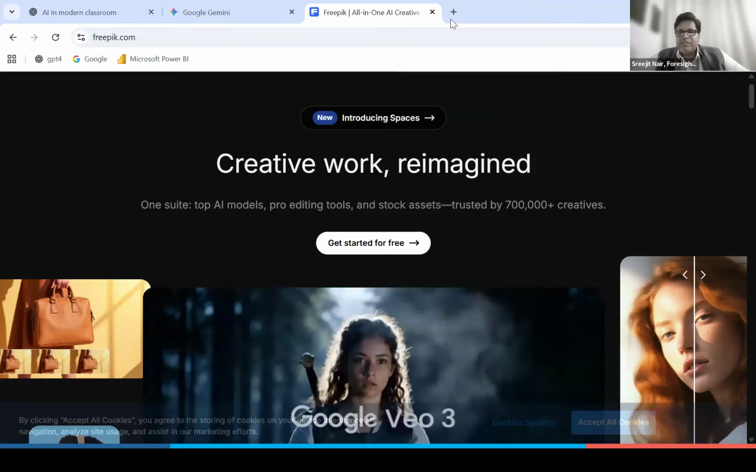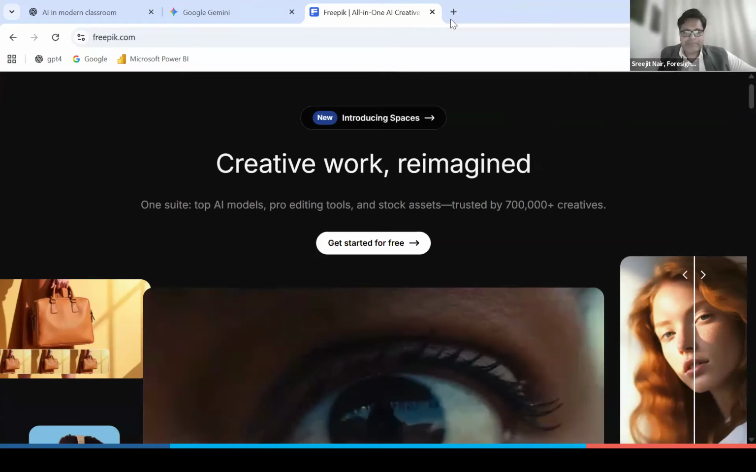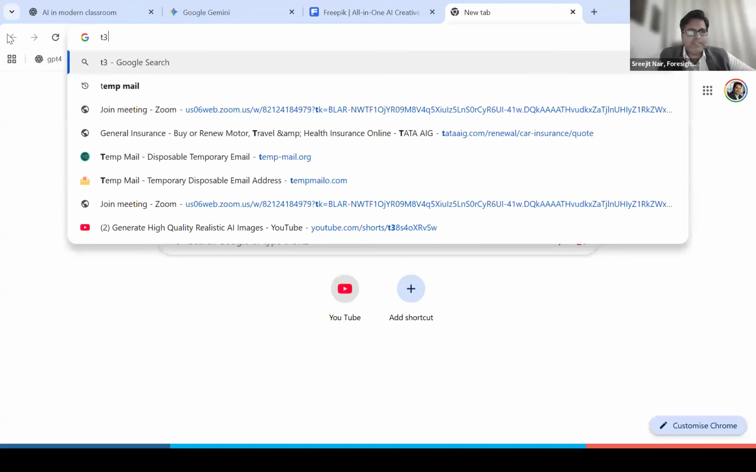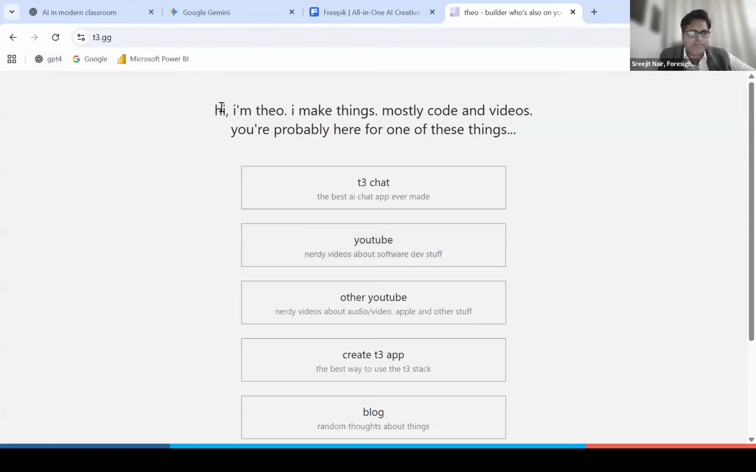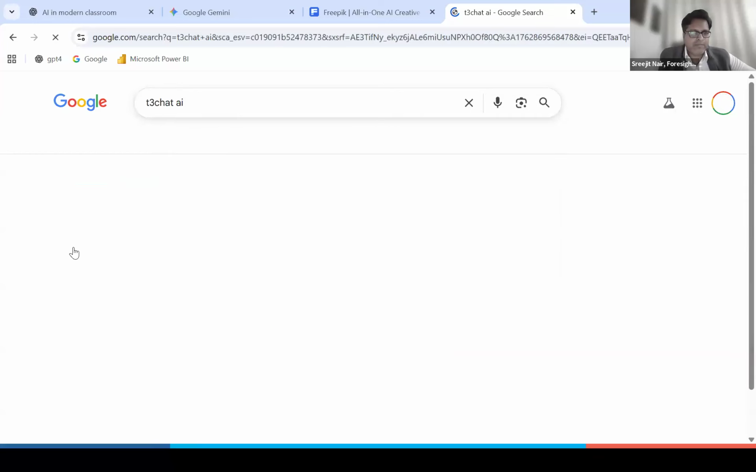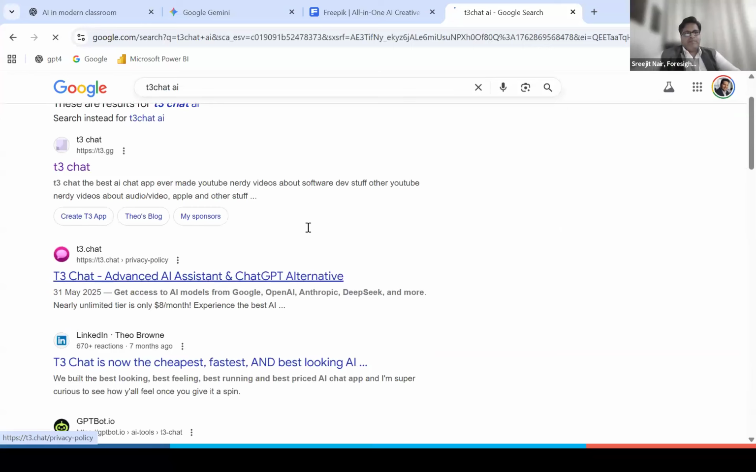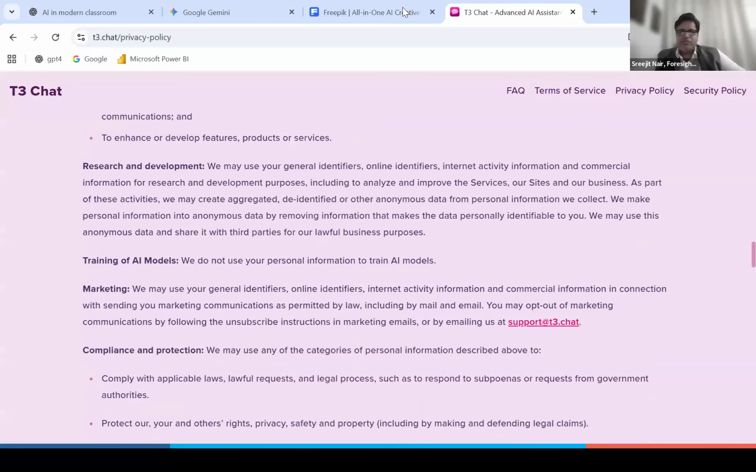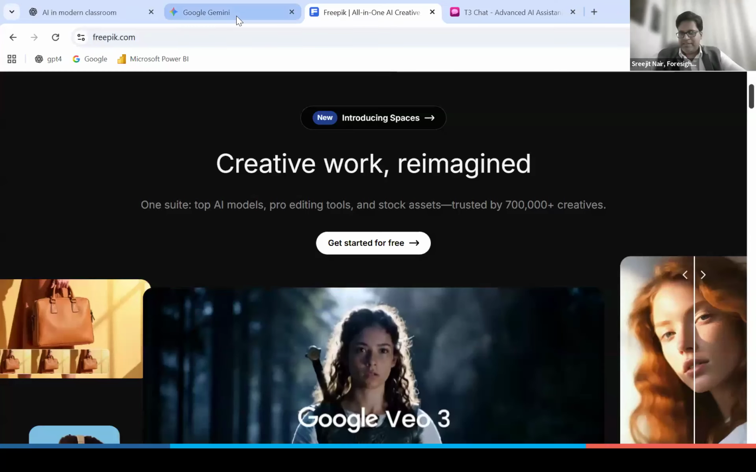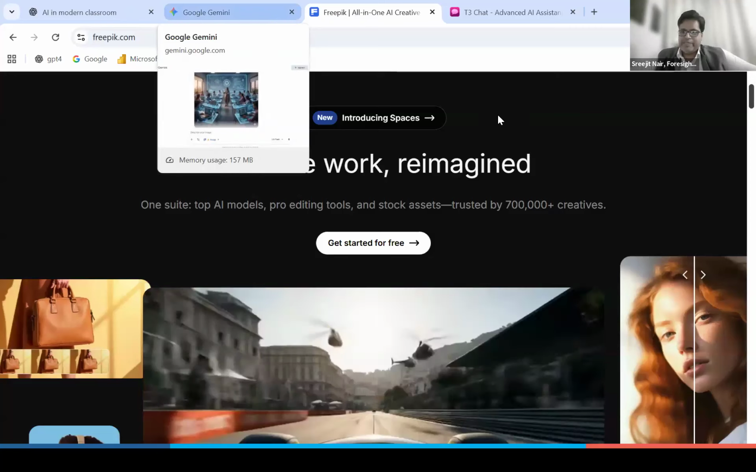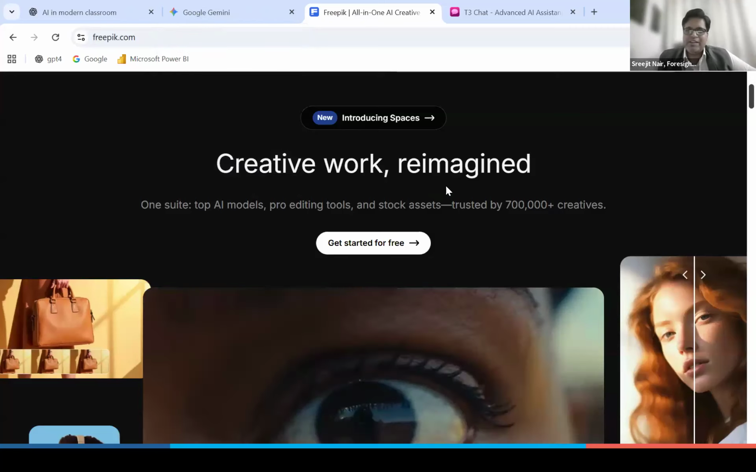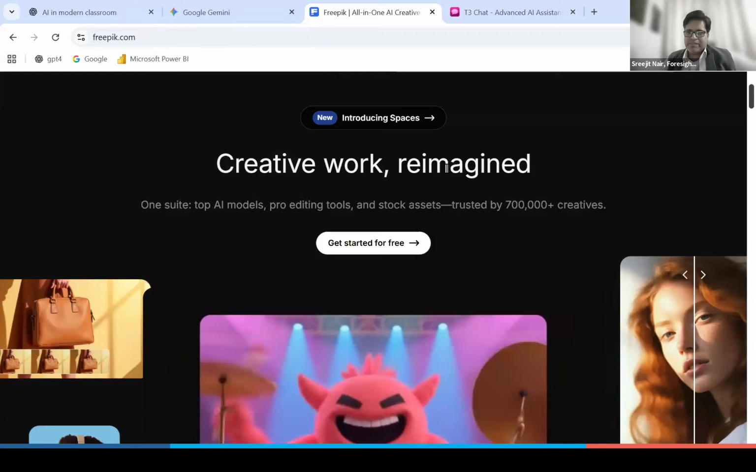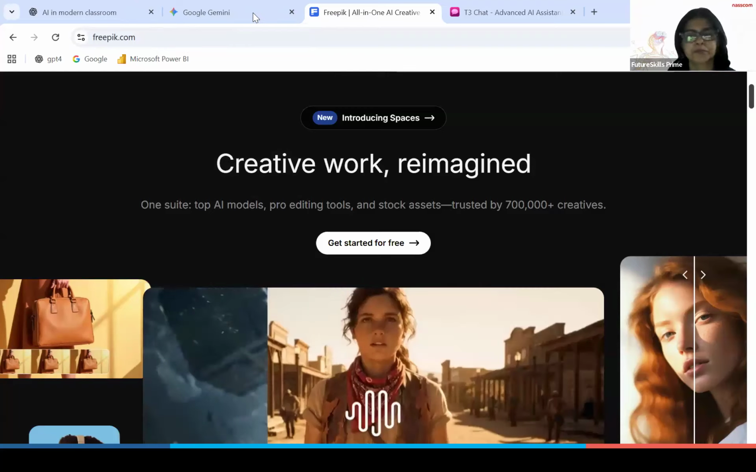There is another thing if you want to use. T3 Chat is something in which for $8 you can use mostly all kinds of image generation websites, whether it is Claude, whether it is ChatGPT itself, all kinds of models you can use. If you subscribe to this, it's hardly $8 or something. So these are two websites that will help you as well.